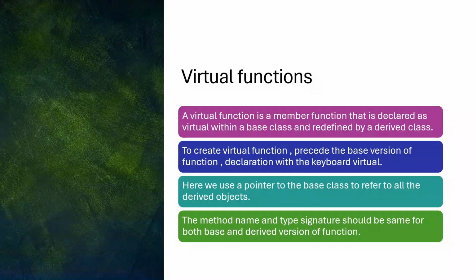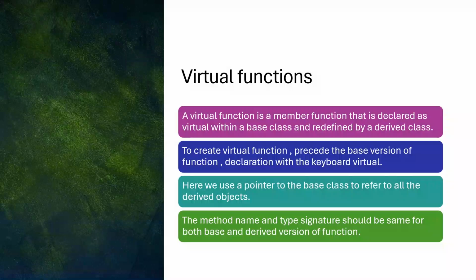So virtual is a keyword. We add it to the normal declaration of the function. When the function is made virtual, C++ determines which function is to be invoked at runtime, based on the type of the object pointed to by the base class pointer. So this is virtual functions.